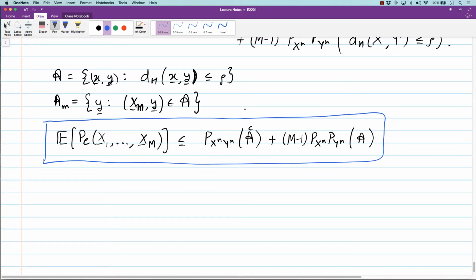So now if you stare at this expression, it looks like this set A is sort of the acceptance region for the hypothesis testing problem of P_{X^n Y^n} as the null hypothesis and the independent distribution with the same marginals as the alternative hypothesis. So A is the acceptance region for H0, the set of sequences (x, y) where you declare H0.